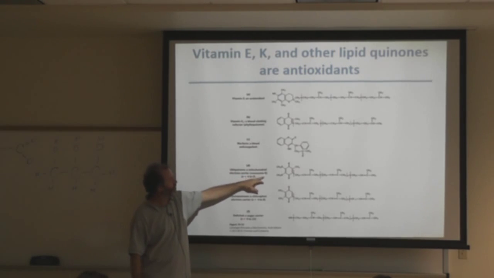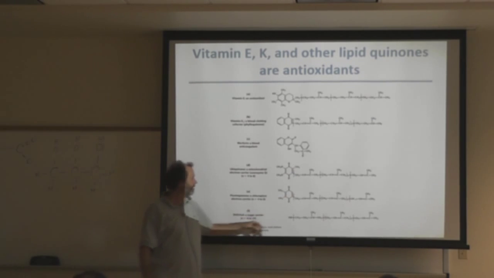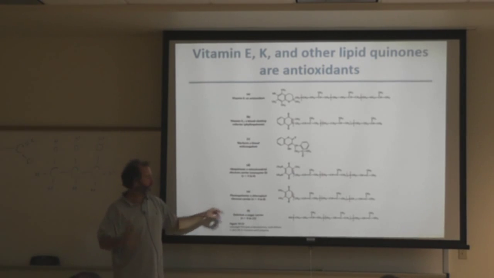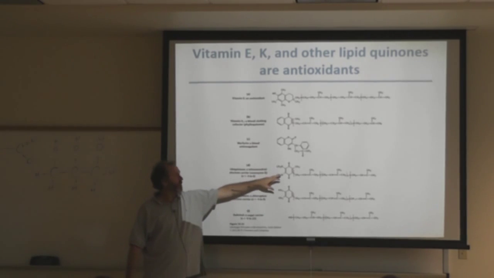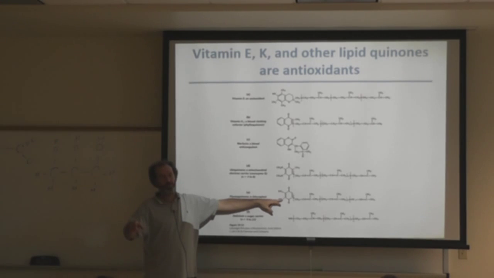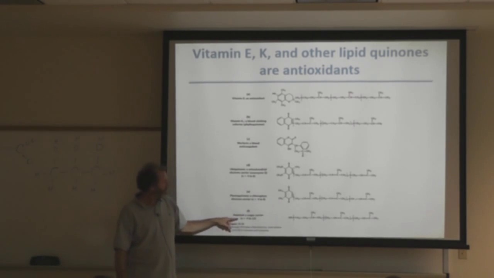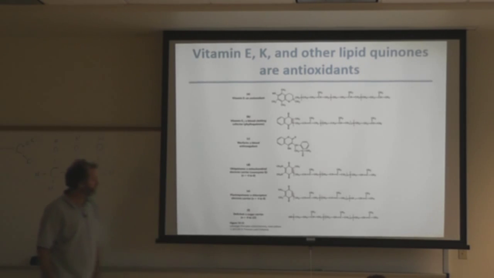Ubiquinone, or coenzyme Q, that's used in your electron transport chain. So it shuttles electrons between different groups in the electron transport chain within the membrane. Plastoquinone is basically the plant version of this, but rather than the electron transport chain, it's used in photosynthesis to shuttle the electrons down the Z scheme, I think it's called. And dolichol is a sugar carrier that's lipid soluble.